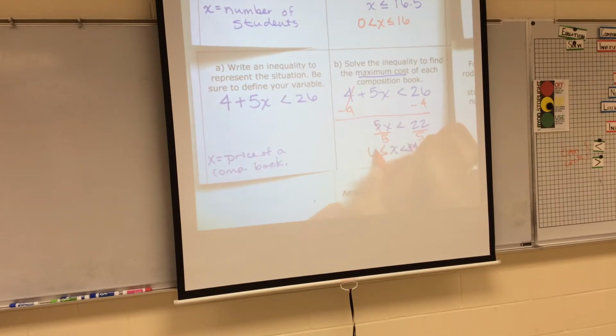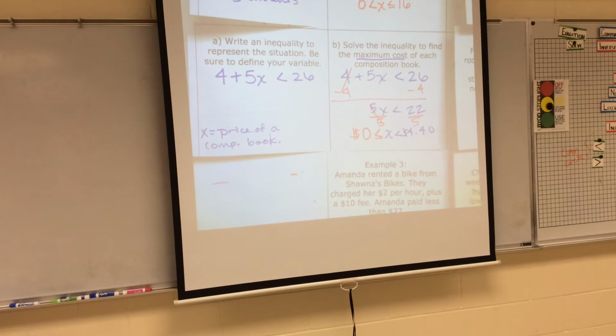greater than or equal to $0. I'll go ahead, we could have 0 in there, right? It would make sense for a composition notebook to cost 0, right? Maybe you've got a coupon. Maybe they have some kind of special deal. Maybe.